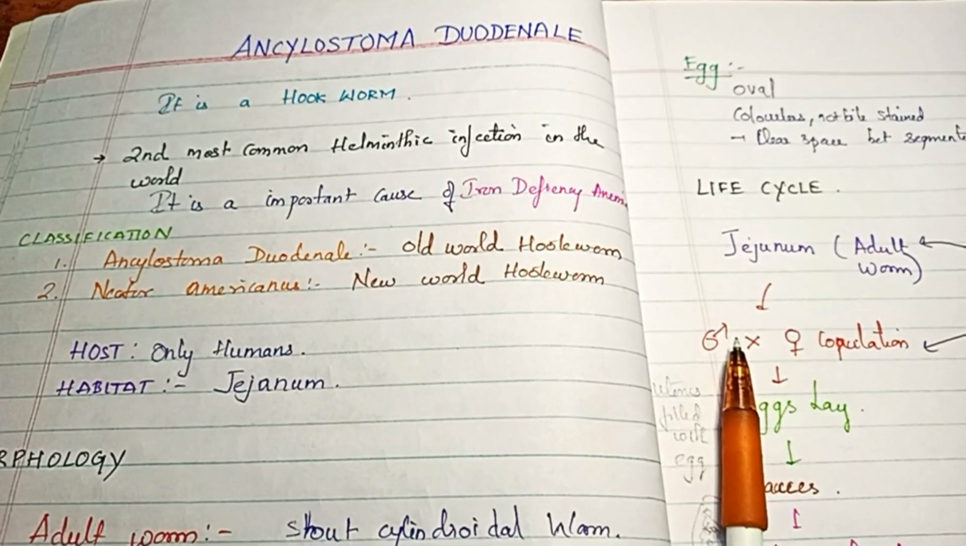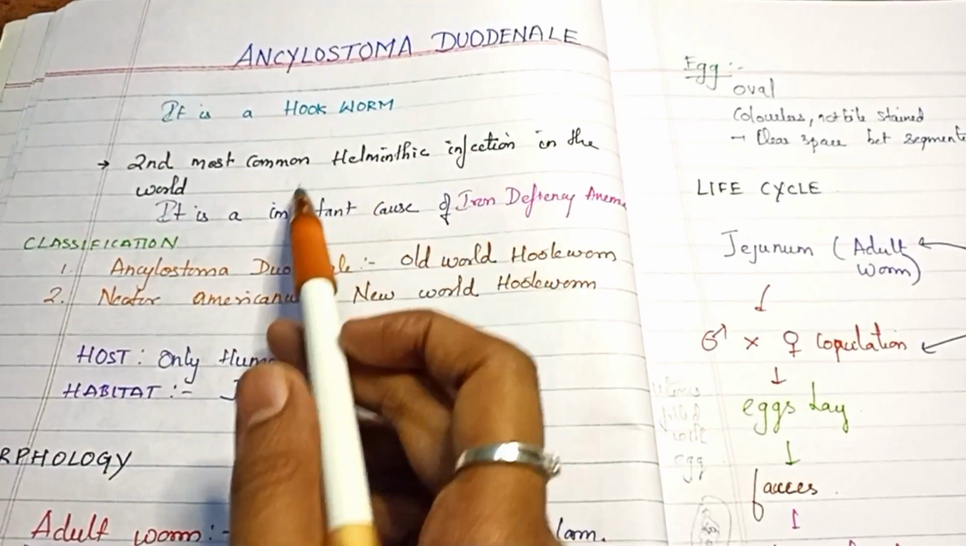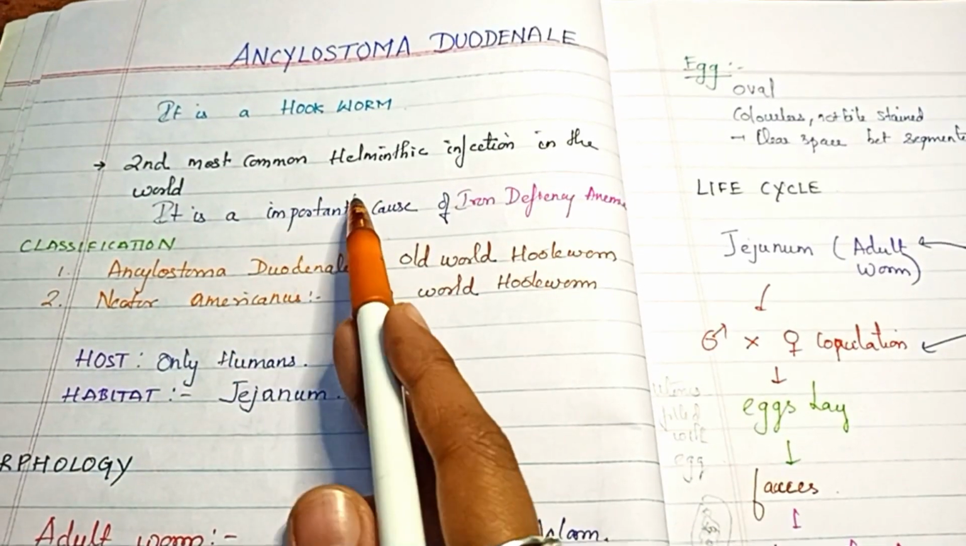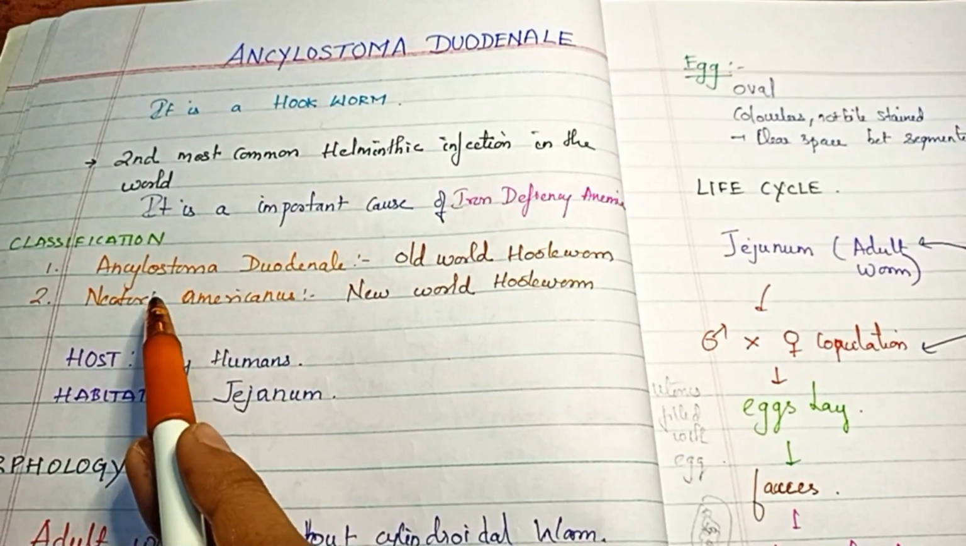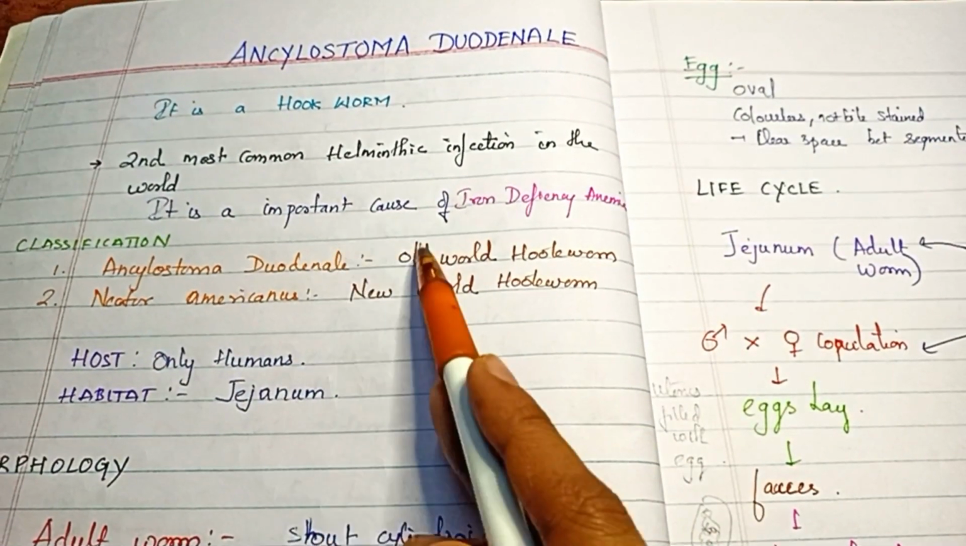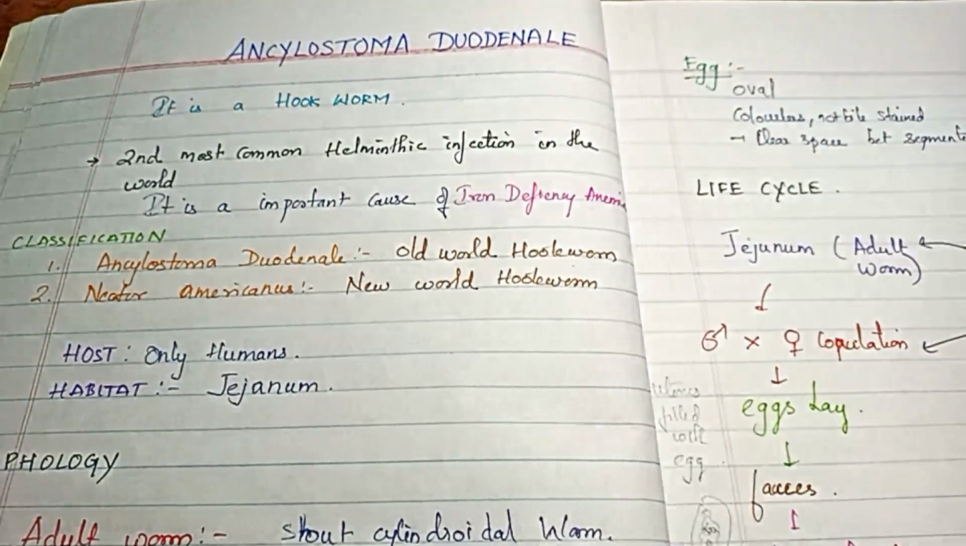So today we're going to see about parasitology. Ancylostoma duodenale. It is a hookworm and it is the second most common helminthic infection in the world. It is an important cause of iron deficiency anemia. I'll tell about it in the end.